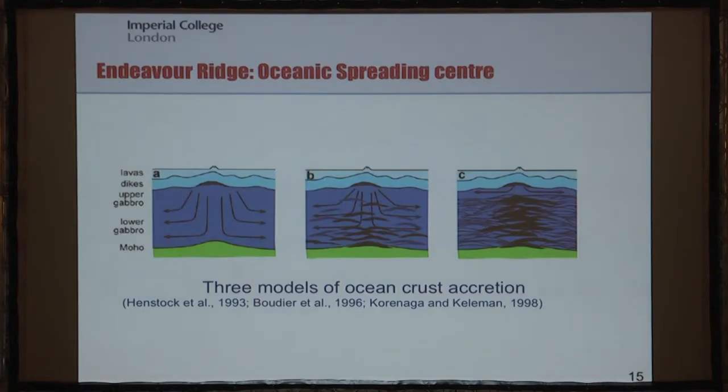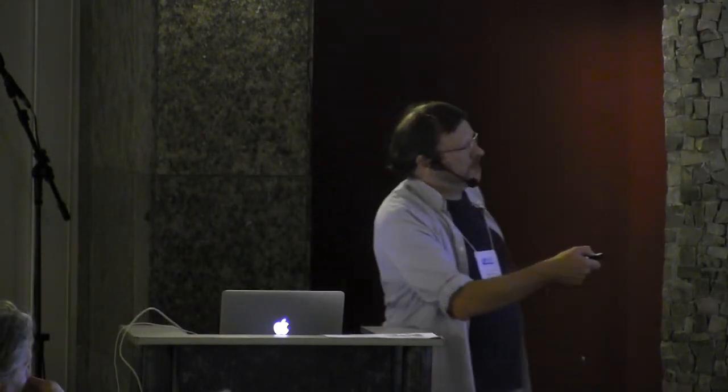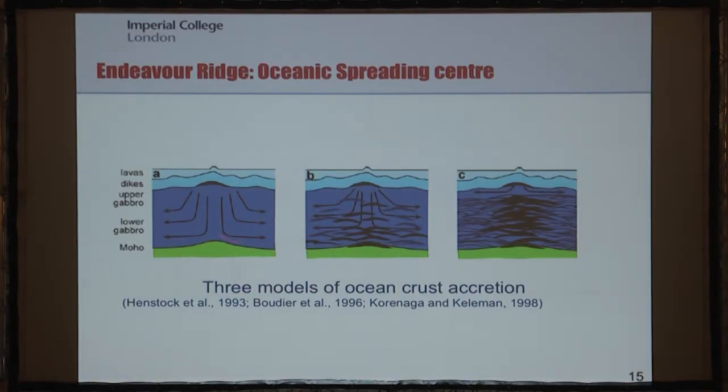This is a study of real data. We don't really know what oceanic accretion would look like. So this is right under a mid-ocean ridge where we're building brand new ocean. There are essentially three models, or I guess two models really, this one and this one. These are end models, and then this was a hybrid between the two.